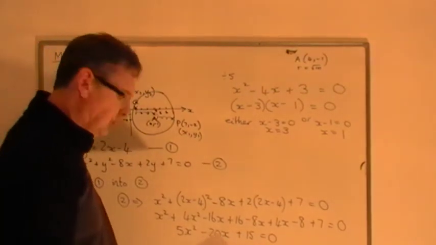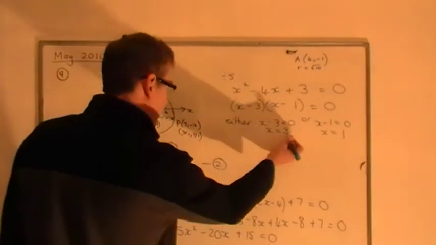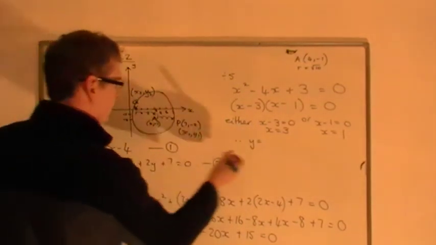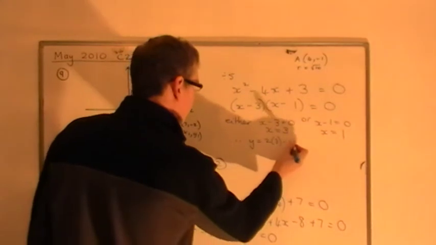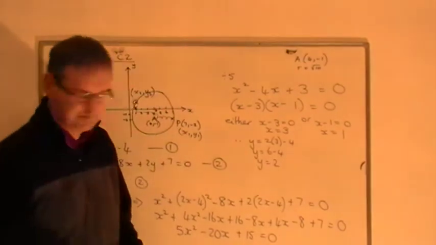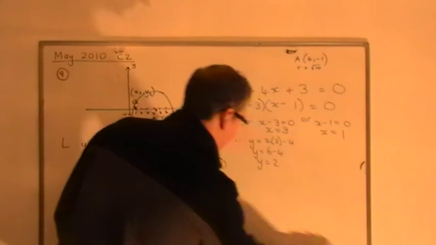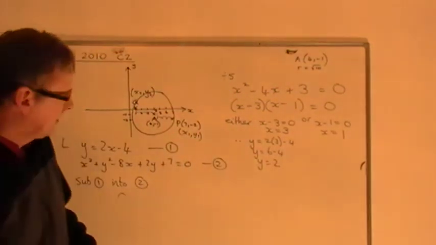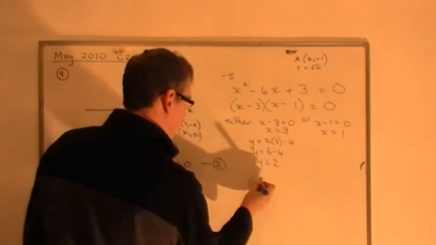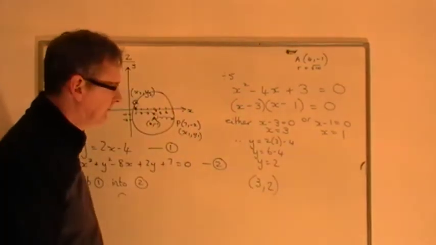It does say find the points of intersection, so I need to know the y values to go with it. So if x is 3, therefore I can say that y will be 2x take 4. 2 3's take 4. So y will be 6 take 4, y will be equal to 2. I'll just make a final bit of space, get rid of all of this, so you can see what's going on. So therefore the first point of intersection is going to be 3, 2. 3, 2 is a point of intersection.